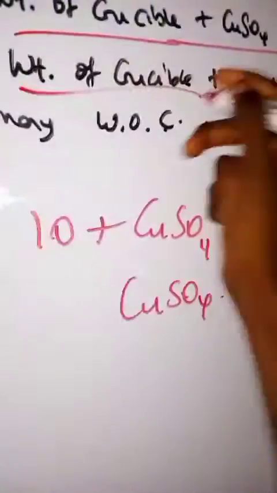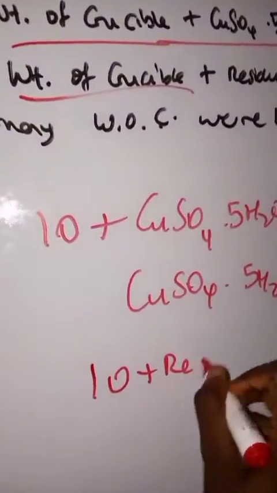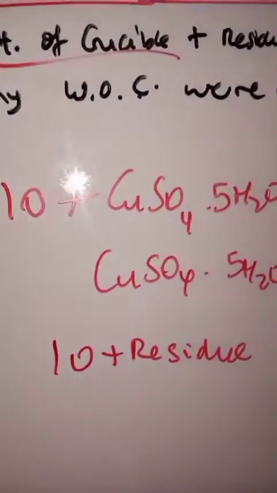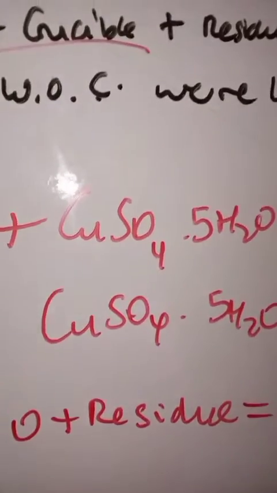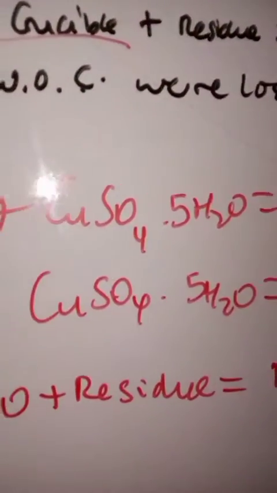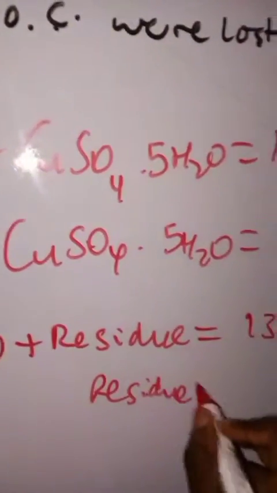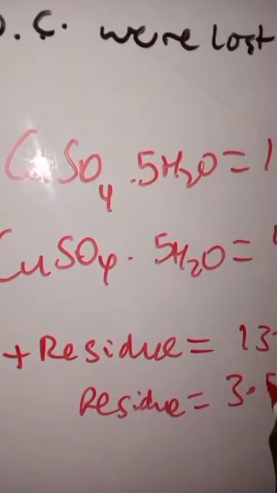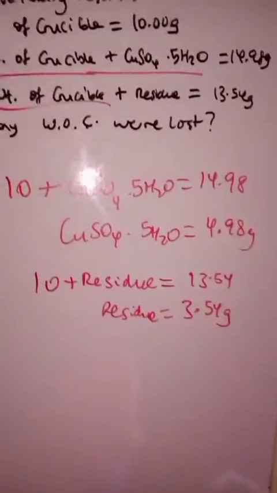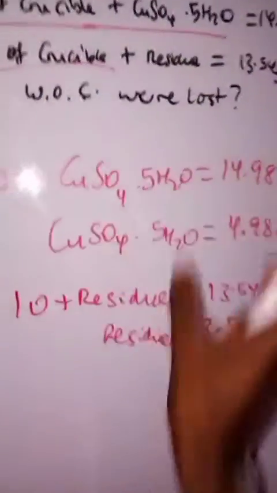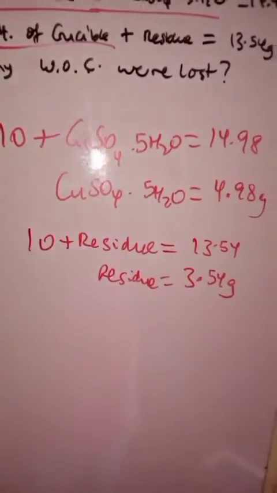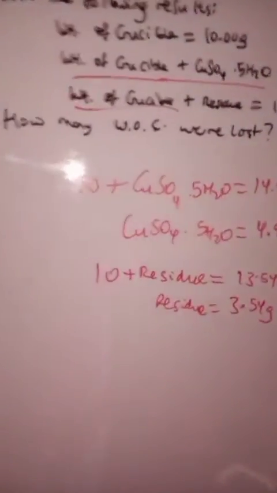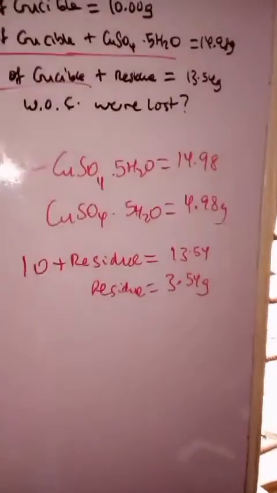Moving on. Then what's the weight of my residue? Weight of crucible, that's 10, plus residue. Your residue is like your anhydrous salt, but it can contain some little water of crystallization, is equal to 13.54. So your residue, if you bring it over, is 3.54 grams. So when they mean residue, it's not actually really anhydrous. It's just that some water has been lost. So we don't know the number of molecules of water of crystallization that is lost.